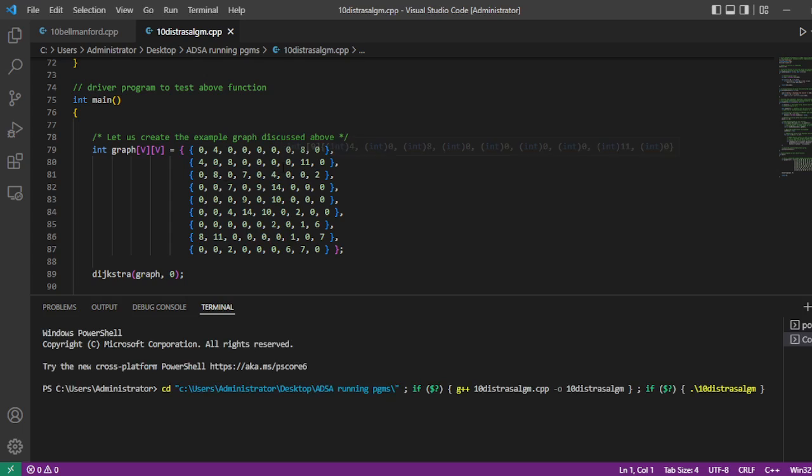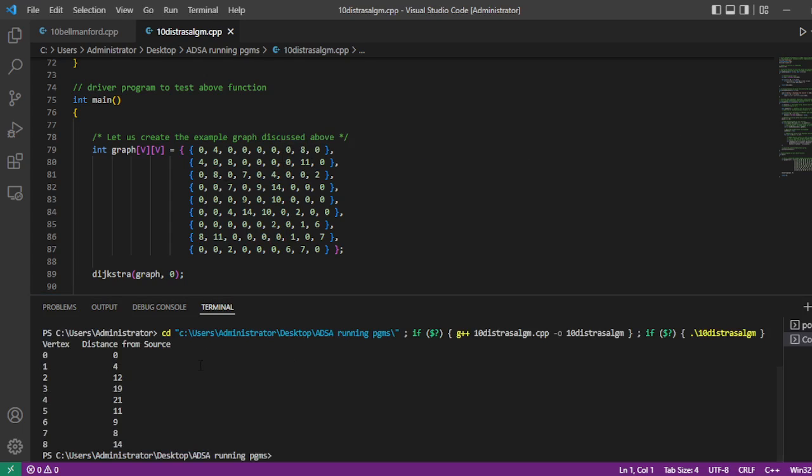So this is the graph with equal weight. So this is the vertex and the distance from the source. The source vertex is 0, the distance is 0, and from 0 to 1, the shortest distance is 4. And 0 to 2, it is 12. 0 to 3, it is 19. 0 to 4, it is 21. 0 to 5, it is 11. 0 to 6, it is 9. And 0 to 7, it is 8. 0 to 8, it is 14. So we have 9 vertices, and we have the shortest distance from 0 to each and every vertex.